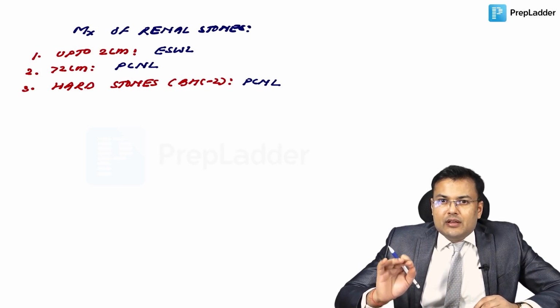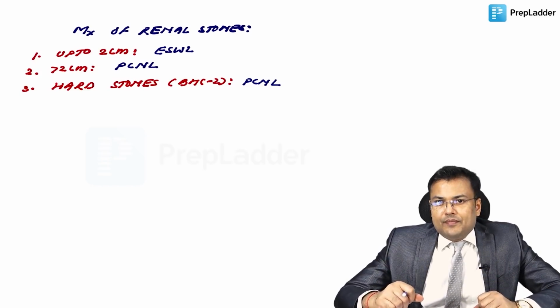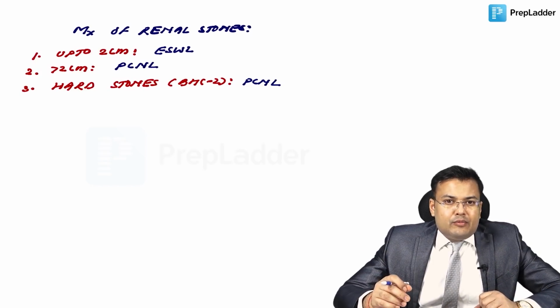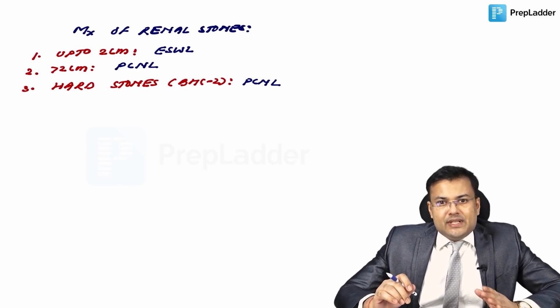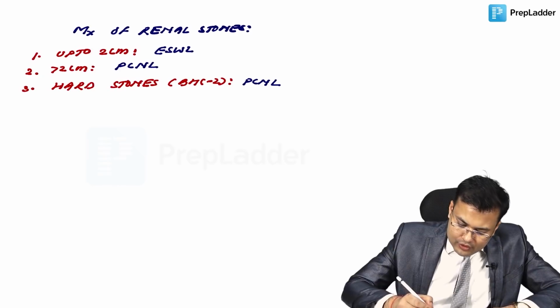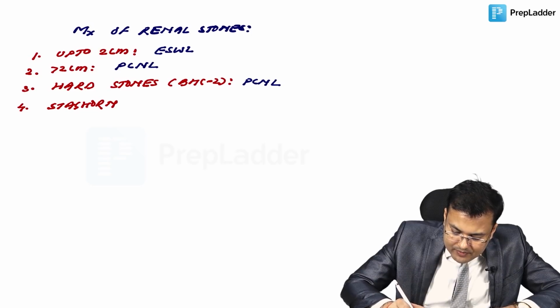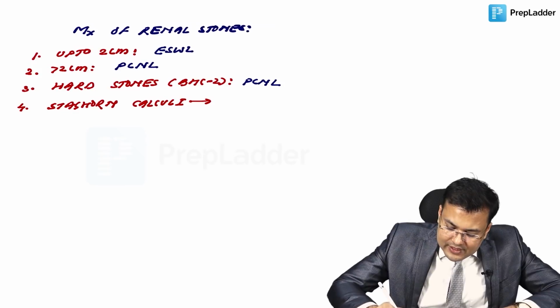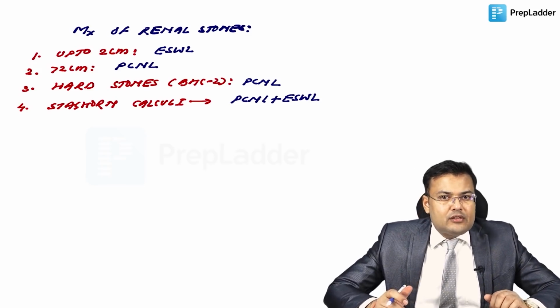But in that question, the PCNL and ESWL combination was not there. PCNL, ESWL, URS were mentioned. So if you have to choose only one, you will choose PCNL over ESWL. Fourth, if the patient has staghorn calculi, we go for the sandwich technique, that is PCNL plus ESWL. So this is how we manage renal stones.